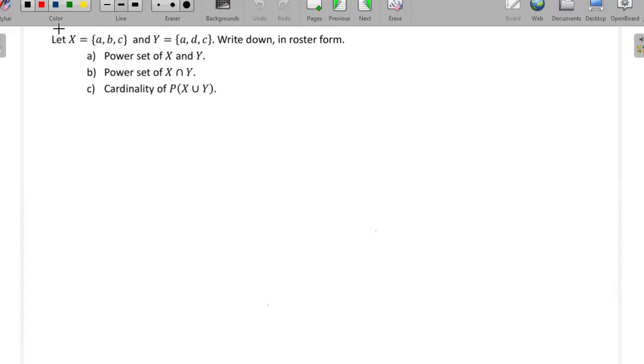So the first one here is saying, let X be having the elements A, B, C, and then Y be having the elements A, D, C. Write down in roster form. Roster simply means listing form, which is the same as whatever has been given there. So write down in roster form the power sets of X and Y.